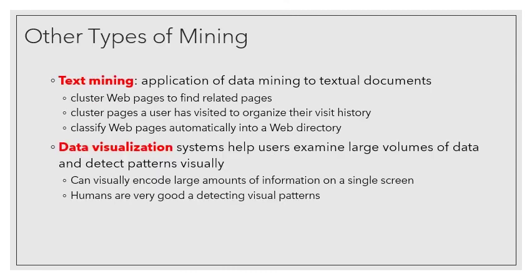Now let's see the other types of mining. Text mining is an application of data mining to textual documents. Here we cluster web pages to find related pages, cluster pages a user has visited to organize their visit history, and classify web pages automatically into a web directory. We'll see this in upcoming sessions. Data visualization systems help users examine large volumes of data and detect patterns visually. They can visually encode large amounts of information on a single screen, and humans are very good at detecting visual patterns, so it's a useful thing.